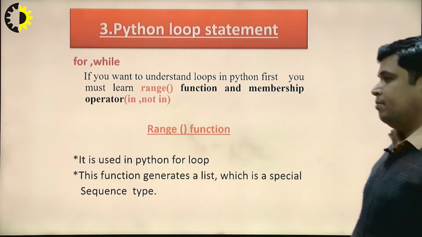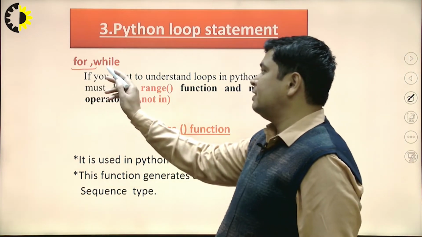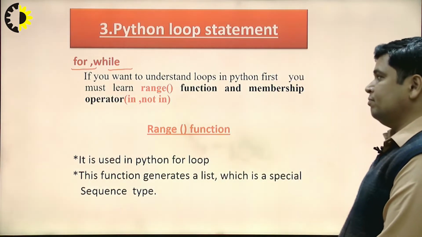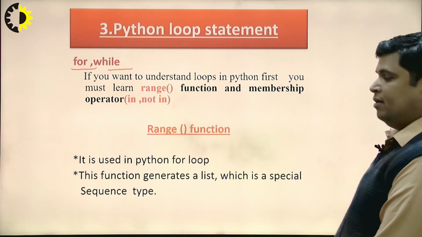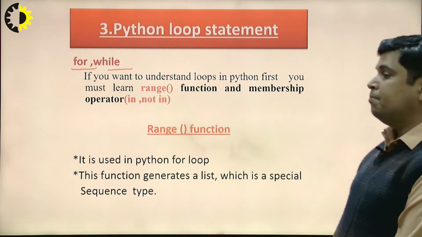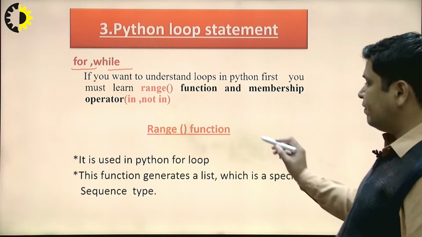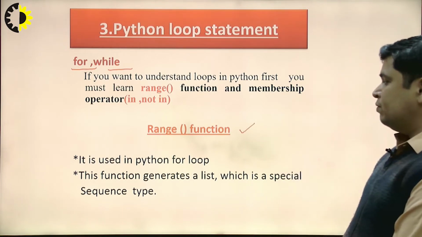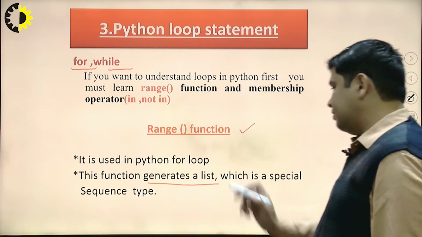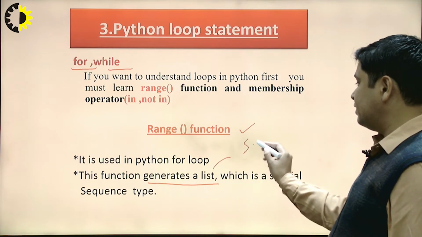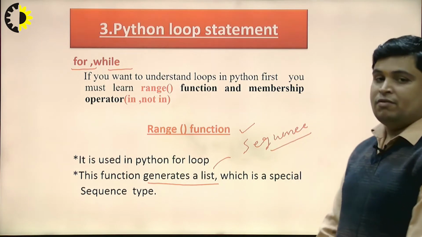Python loop statements. Basically, in Python we have two types of loop. First one is the for loop and second one is the while loop. If you want to understand loops in Python, first you must learn the range function and membership operators like in and not in. What is the meaning of the range function? Basically, it is used in the Python for loop, and second, this function generates a list. It means it generates a sequence, which is a special sequence type.